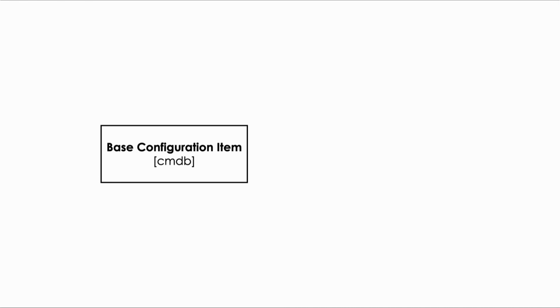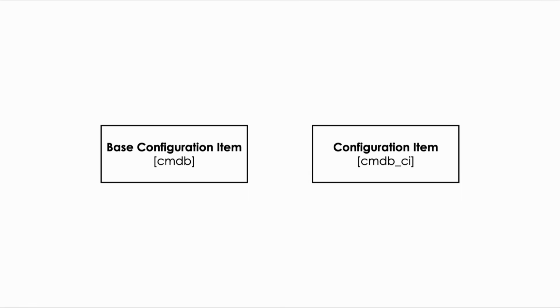Those are the base configuration item table, CMDB, and the configuration item table, CMDB_CI. If you remember back in our database intro lessons, we learned that the ServiceNow database includes the ability for a table to be created as an extension of another table, creating a sort of parent-child relationship, and that the child table inherits the properties of its parent and all of its ancestors. Well, the CMDB relies heavily on this table extension capability, and the base configuration item and configuration item tables are at the top of the family tree for all of the CI tables.